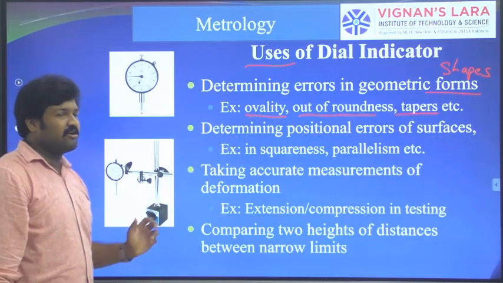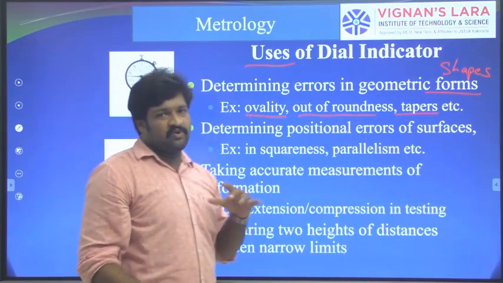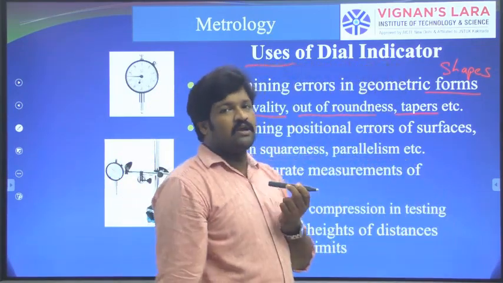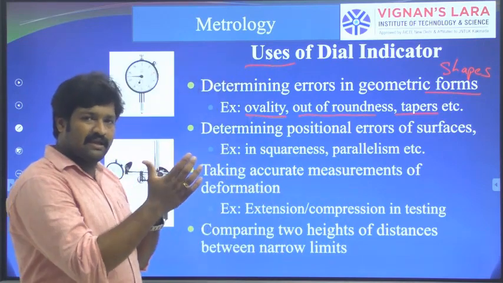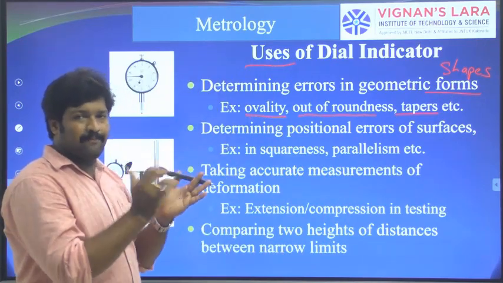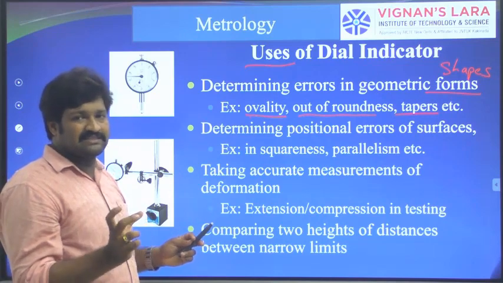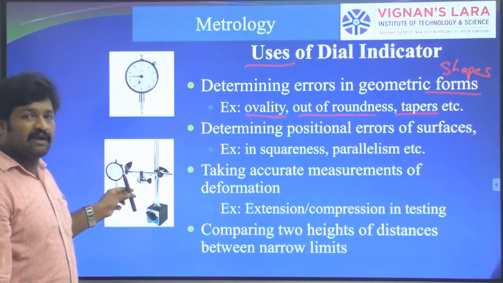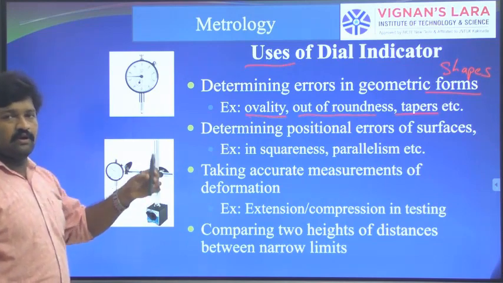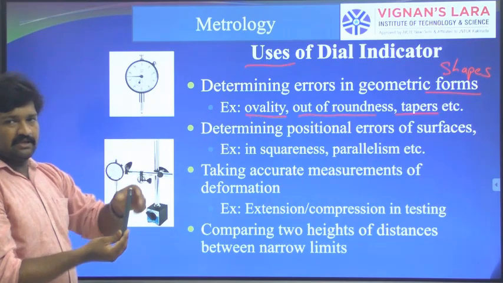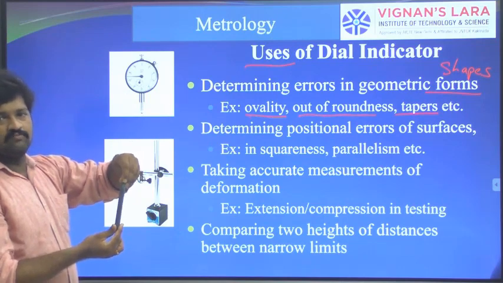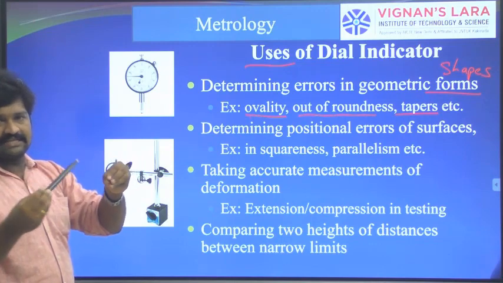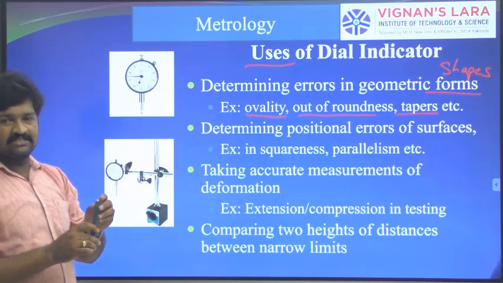Next, taking accurate measures of deformation. As we know, during elongation or compression, the material will deform. During deformation, the material can enlarge or can compress. Those enlargement as well as compression can be identified by means of a dial indicator. Earlier, without any testing, the component can be measured. That can be taken as 0. After a tensile testing, the component will enlarge.